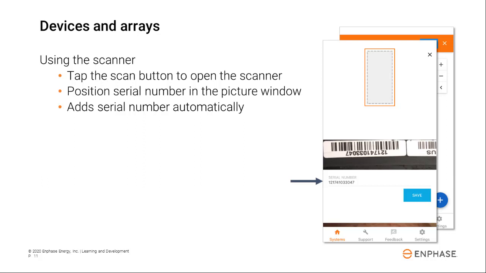Repeat this process for all of the serial numbers you want to scan. Save your array when all serial numbers are assigned.